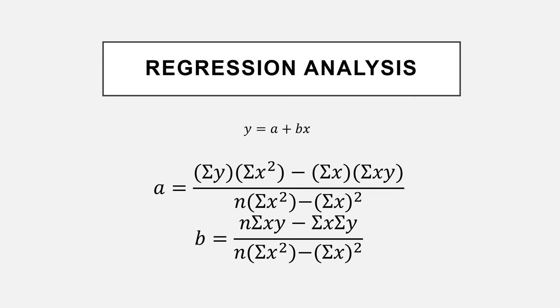So our B is equal to n, that is our total number of data or values, times the summation of the product of x and y, minus the summation of x times the summation of y, all over n times the summation of the square of x minus the square of the summation of x. So there's a difference between the summation of x squared and the square of the summation of x. Since we have it enclosed in a parenthesis, we read first the one outside the parenthesis.